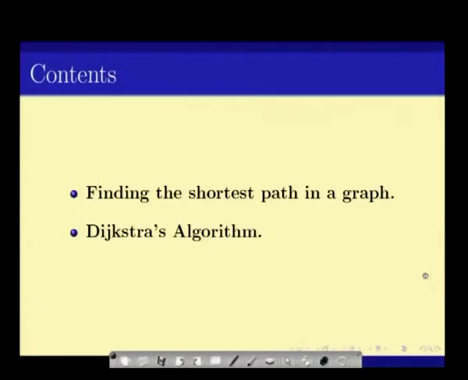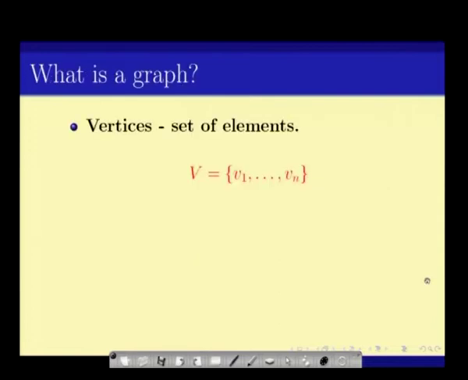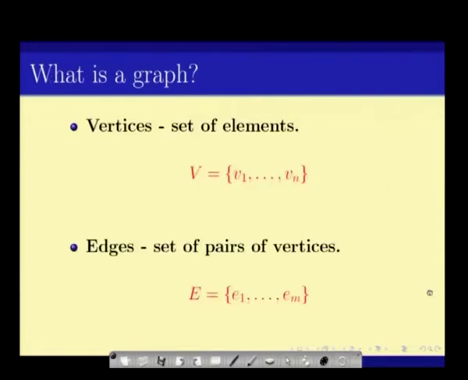Welcome to the UGC lecture series in computer science, and the topic is algorithms. Today we will be looking at the shortest path algorithm, and later on in this lecture we will be looking at Dijkstra's algorithm.